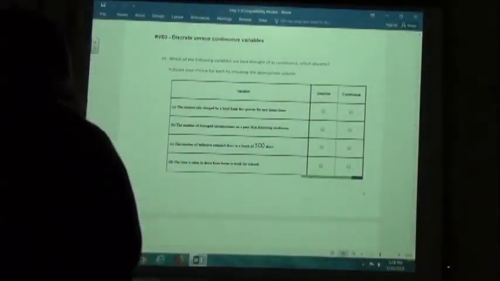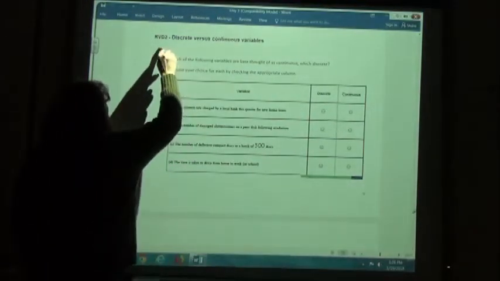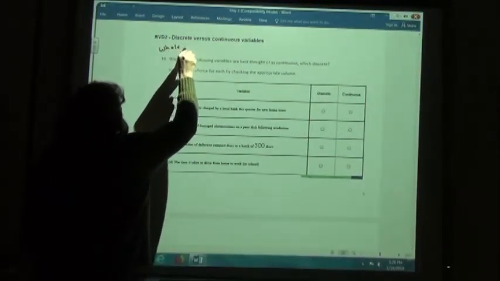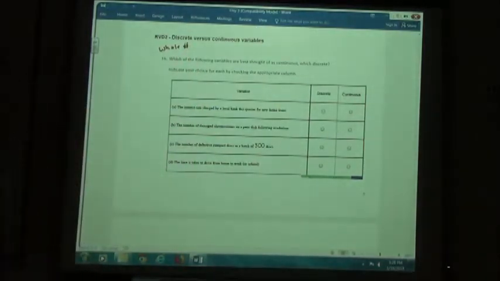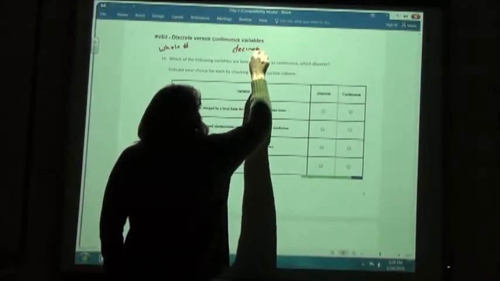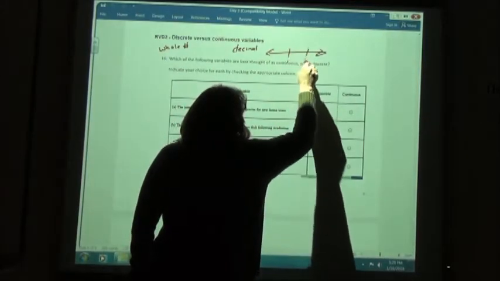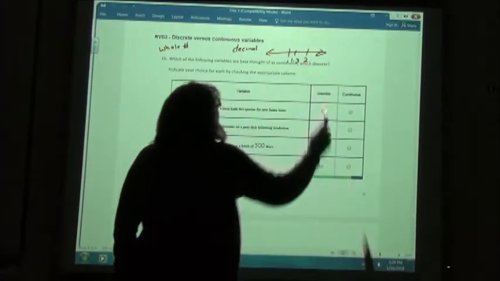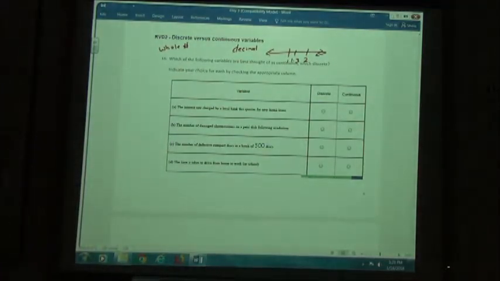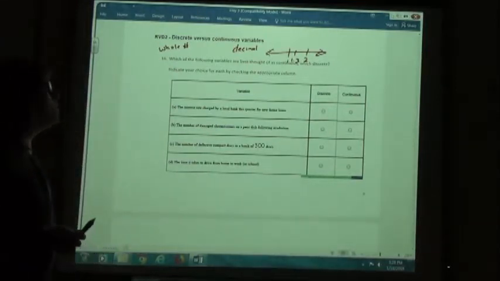And the last 3 on here are discrete versus continuous. Again, discrete, is it a whole number amount? Can I count how many things I have? Continuous, can I have decimal values? If it's continuous on the number line and I'm between 1 and 2, I could have 1.3 in the middle. It's continuous.